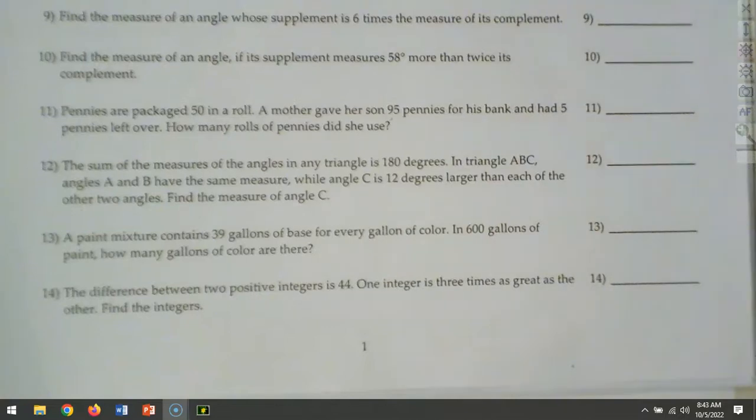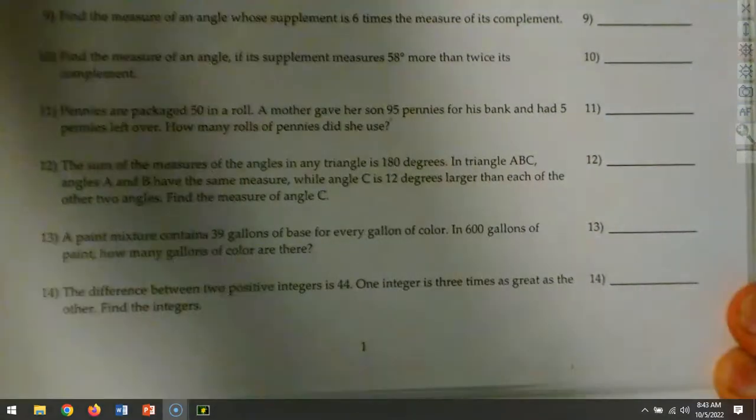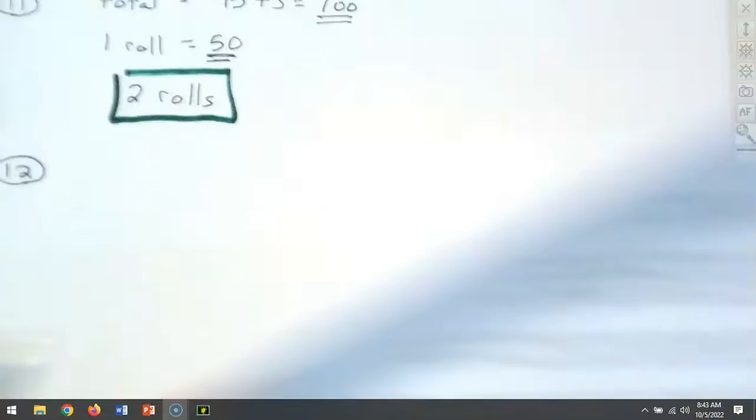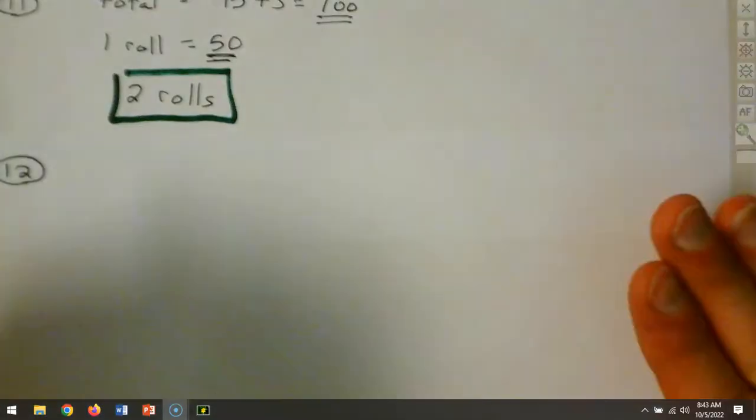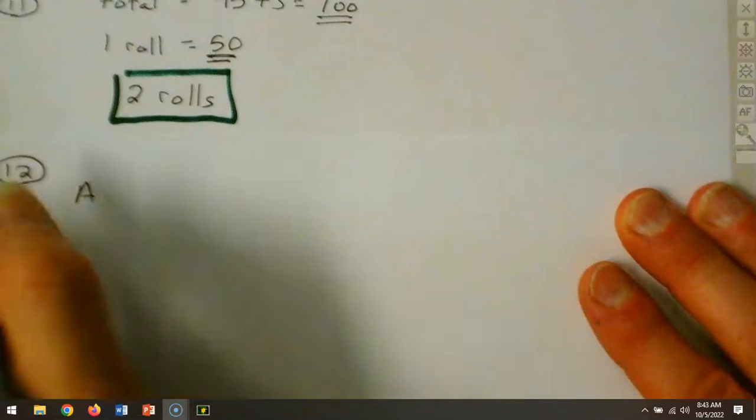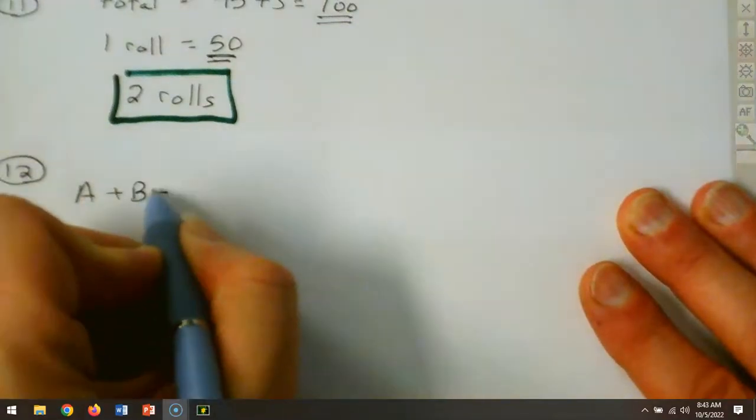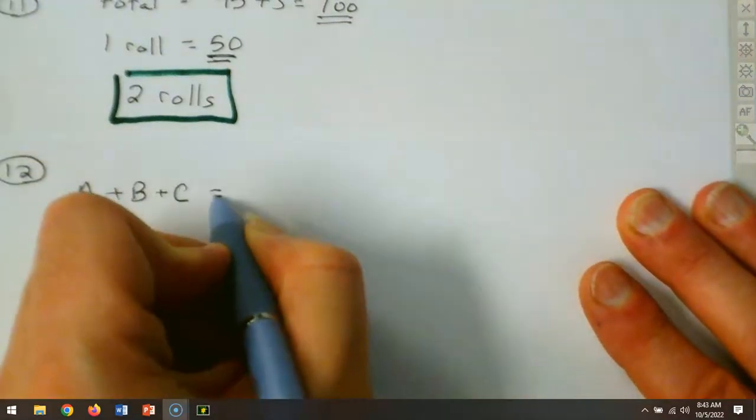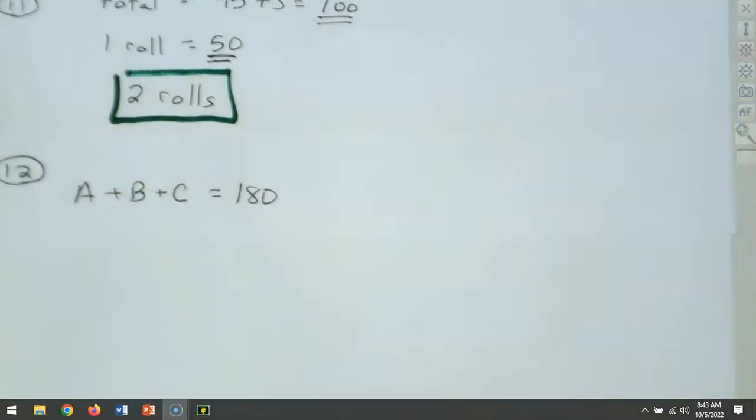So what do we know first off? We have a triangle. Okay. And we know this triangle has the three angles, A, B, and C. And those add up to give you 180. Now we need to see how they relate. So let's see what we've got.